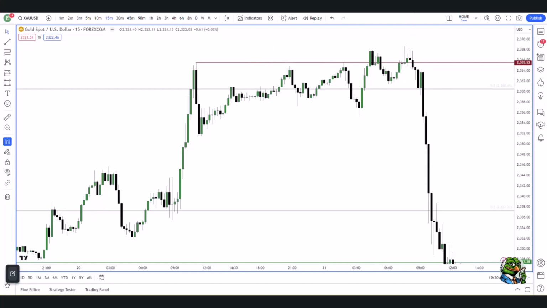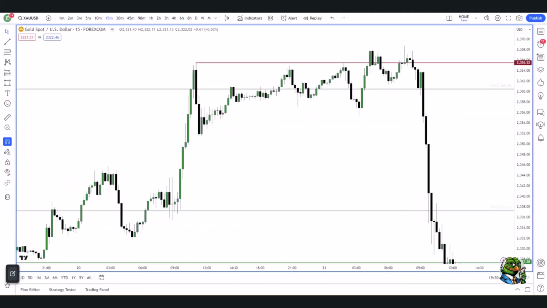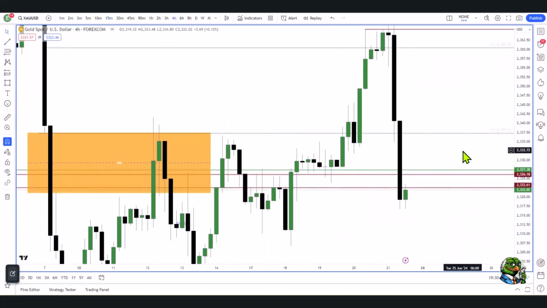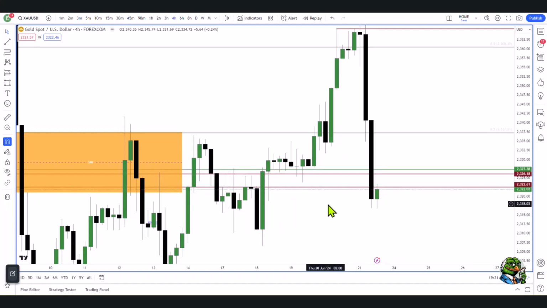Now let's talk about why I was targeting 2322. My target was quite lower. There's a couple of things that I look at. I was looking at a 480 chart. On a 480 chart, I was looking at 2322 because number one, that's where the 4 hourly order block was. Number two, I'm looking for the low of the previous day.